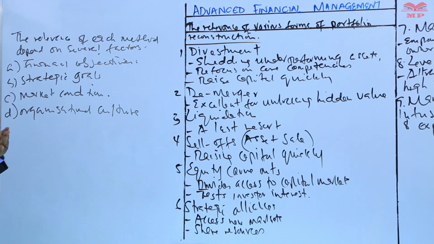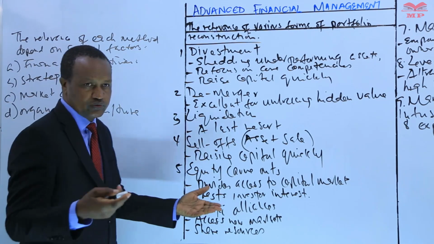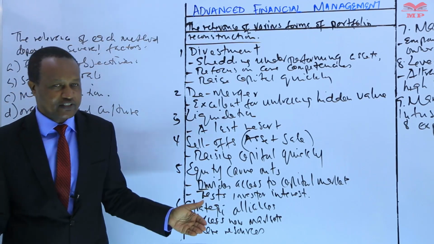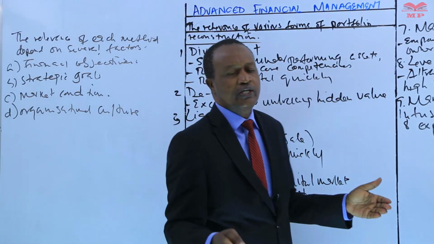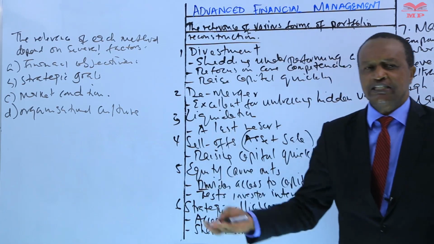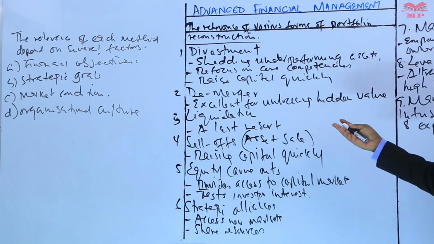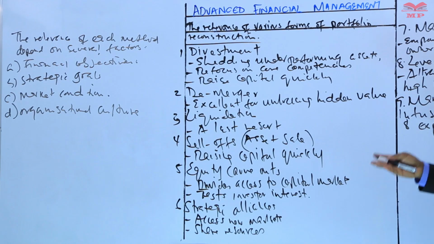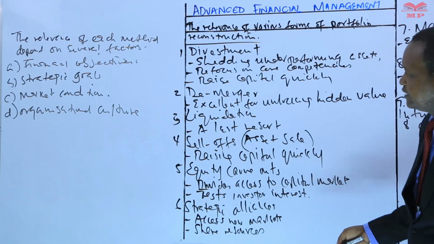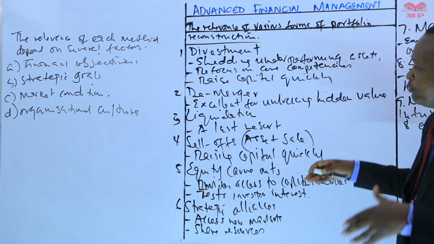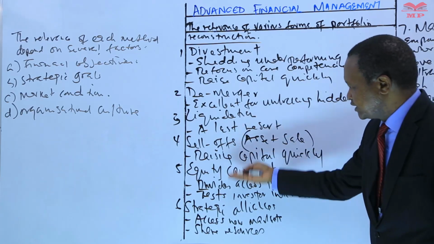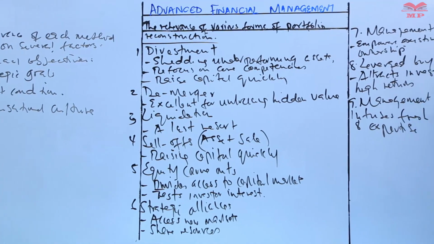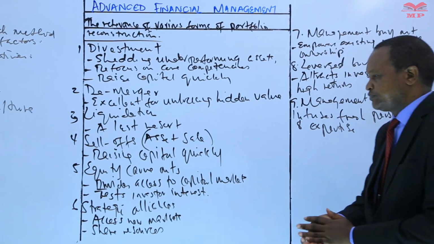And candidates, selecting the most appropriate form of portfolio reconstruction requires careful analysis and consideration of all the relevant factors. So it's essential to evaluate the potential risks and also the benefits of each option, and to develop a comprehensive plan for implementing the chosen strategy. If it is the investment, then there has to be a plan. If it is demerger, there has to be a comprehensive plan: liquidation, sell-offs, equity carve-outs, strategic alliances, management buy-ins, management buyouts, leveraged buyouts, and so on.